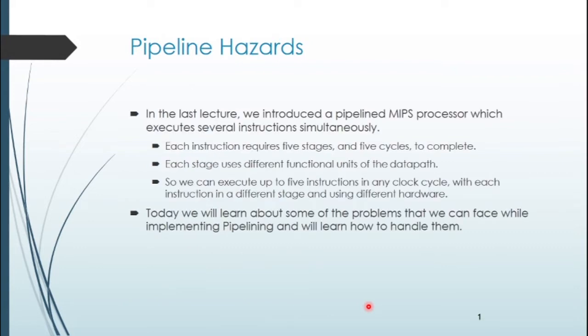So pipelining hazards, what are they? Last lecture we introduced the pipelined MIPS processor, which executes several instructions simultaneously, in parallel. Each instruction requires 5 stages and 5 clock cycles to complete. After the first instruction is completed, the next instructions will be completed in every following clock cycle. One instruction will be completed every clock cycle.